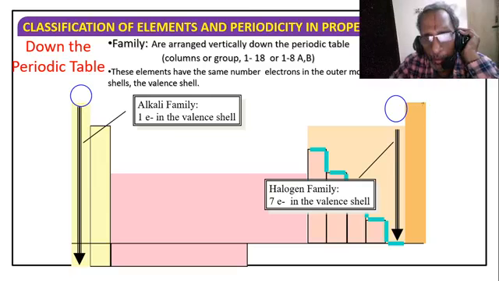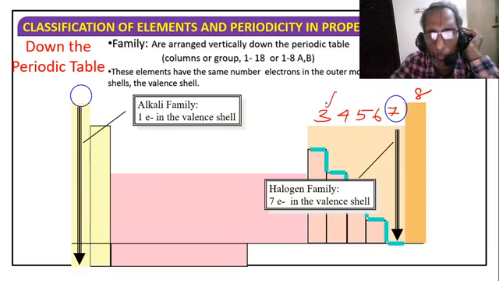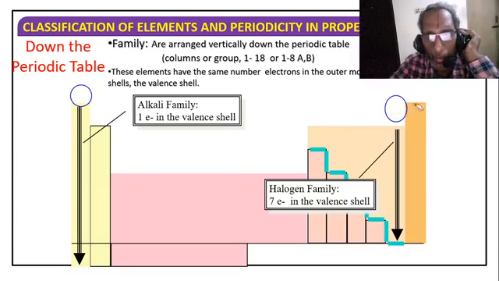So noble gases have 8 outermost electrons, halogens 7 electrons, then oxygen 6 electrons, nitrogen 5 electrons, carbon 4 electrons, boron 3 electrons. So these are the numbers of electrons in the outermost orbital, that is, the outermost shell. That is one.